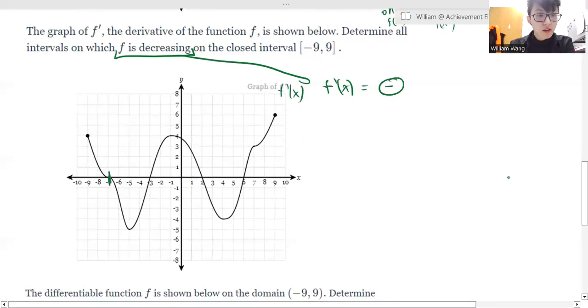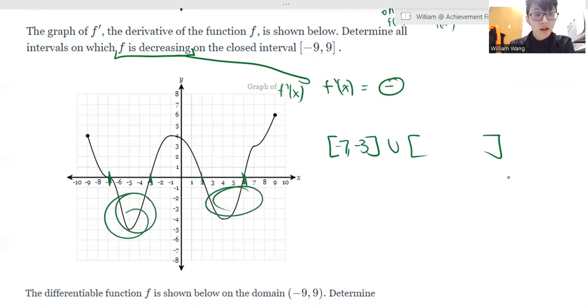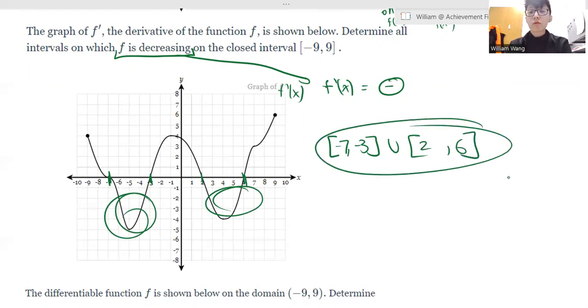I would say my derivative is negative from -7 to -3. So I'll write -7 to -3 combined with from 2 to 6. You can see all my derivative values are negative here, right? So 2 to 6. That would be my final answer. So you can just use your eyes, really.